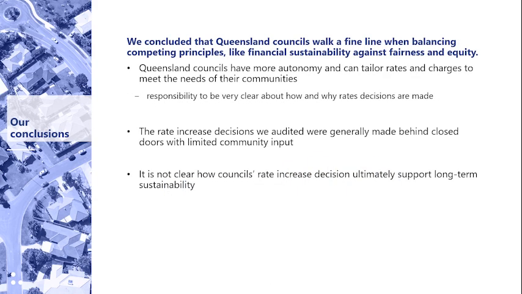We concluded that Queensland councils walk a fine line when balancing competing principles like financial sustainability against fairness and equity. They have more autonomy than councils in other states. The benefit of this is that they can tailor their rates and charges to meet the needs of their communities. However, with this autonomy comes the responsibility to be very clear about how and why rates decisions are made.